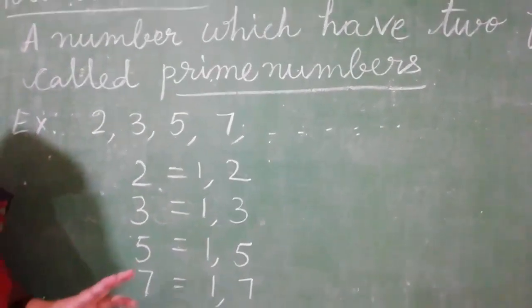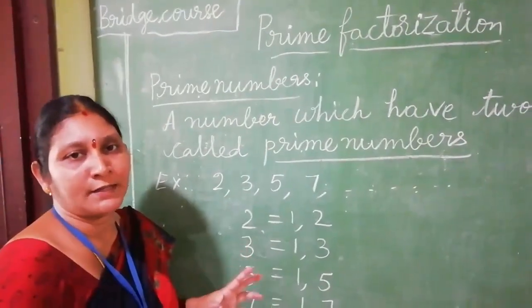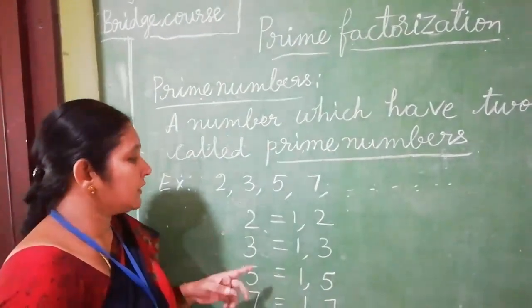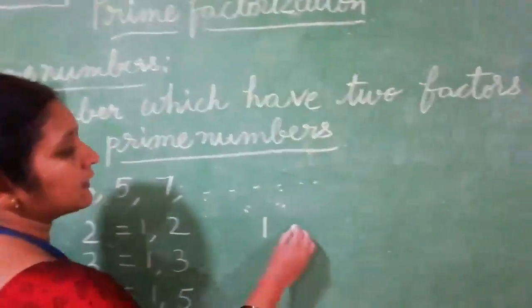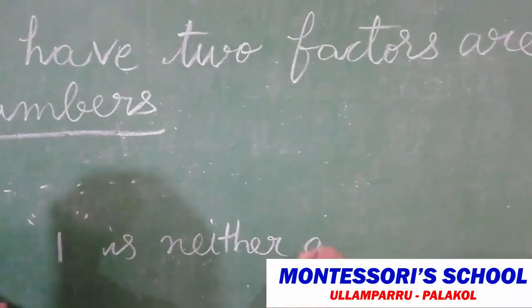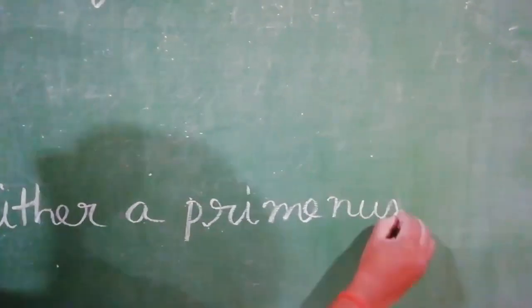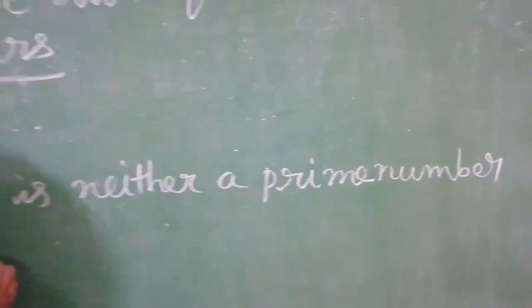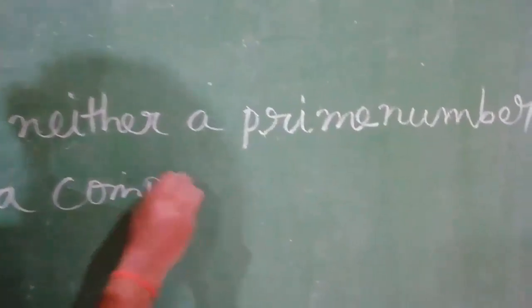Up to 100 there are 25 prime numbers. See, 1 is neither a prime number nor a composite number.